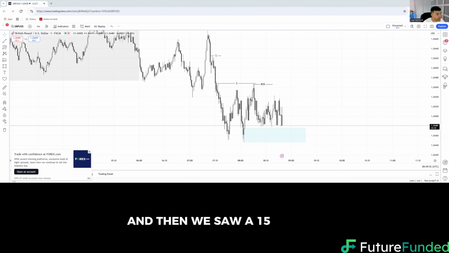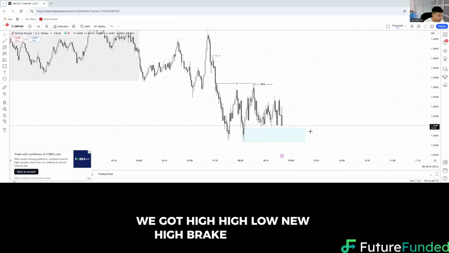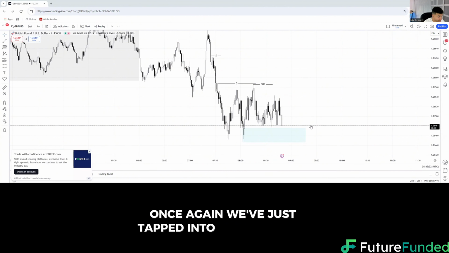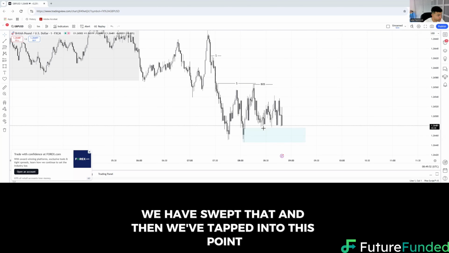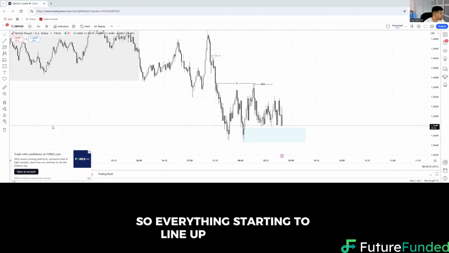And then we saw a 15-minute break of structure as well. We got high, high, low, new high, break. And once again, we've just tapped into that break of structural low. We've got the Asia session right here. We have swept that, and then we've tapped into this point. So everything's starting to line up quite nicely.